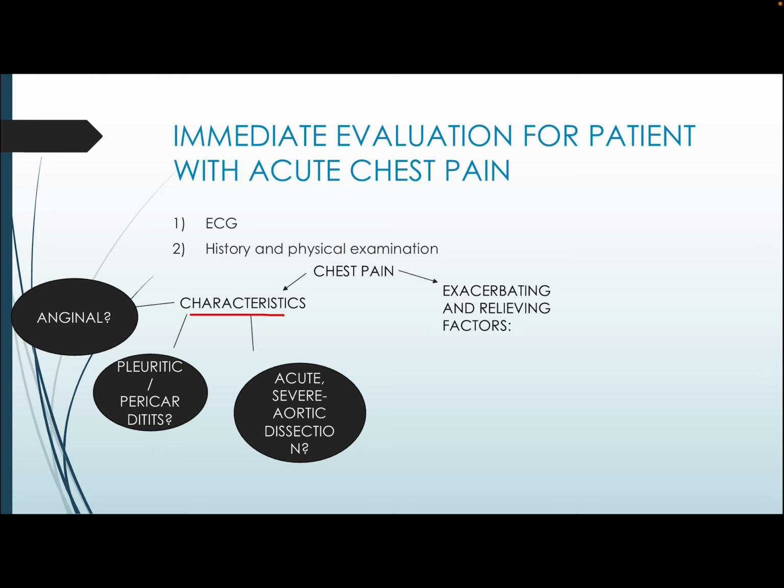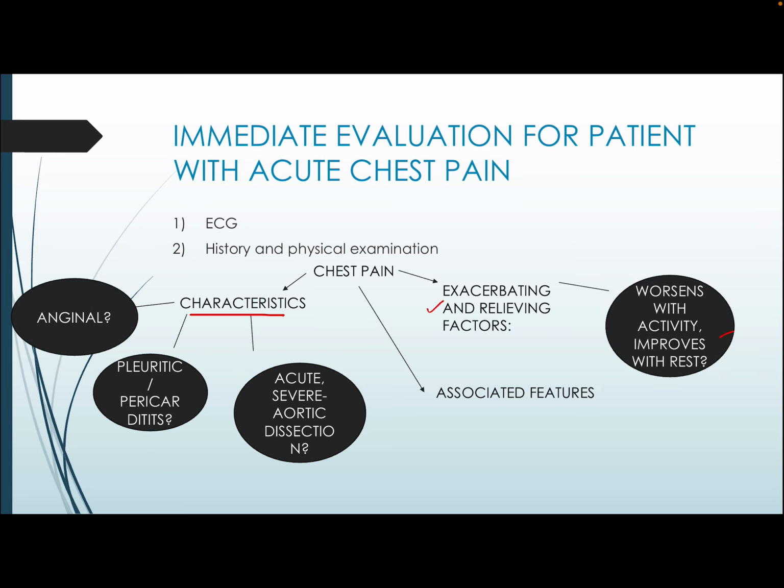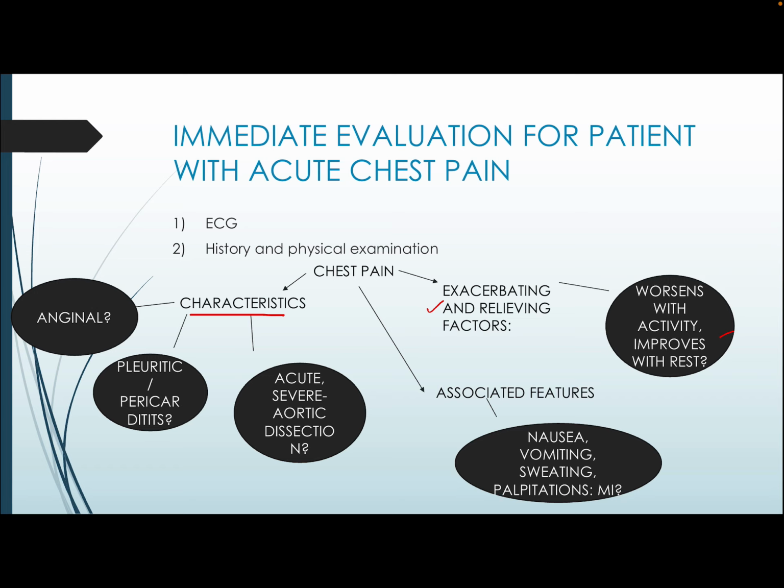Then we ask about exacerbating and relieving factors. For example, anginal pain worsens with activity and improves with rest, whereas if it's unstable angina, the pain will also be present at rest. And then we ask for associated features. For example, an MI will be associated with nausea, vomiting, sweating, and palpitations.